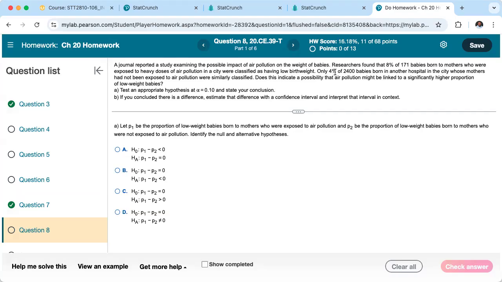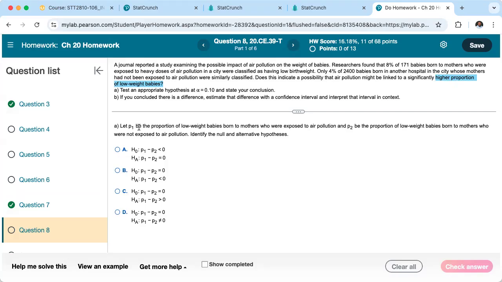And then only 4% of 2,400 babies born in another hospital in a city whose mothers have not been exposed to air pollution were similarly classified. Now, the question asks: does this indicate a possibility that air pollution might be linked to a significantly higher proportion of low weight babies?